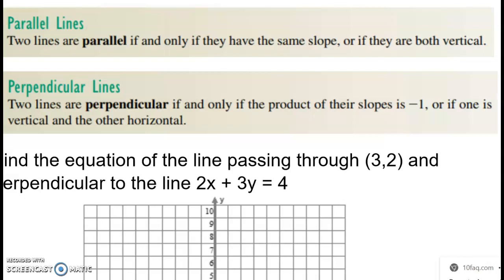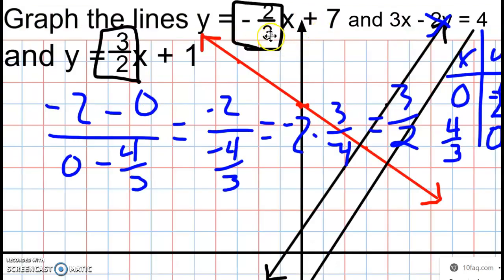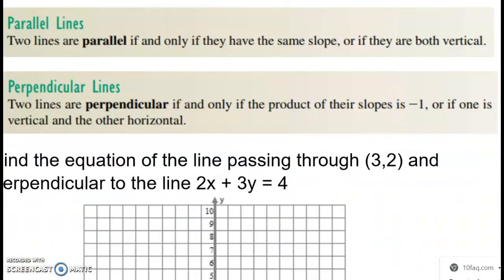So as we were finishing in lesson 1-1 part 2, we talked about parallel and perpendicular lines. You saw them on the graphs that we did. Parallel lines have the same slope. Can't see the slope with 3x minus 2y equals 4, but once we graphed it, we saw the slope was 3 over 2. Here the slope with this black line was 3 over 2 as well. Parallel lines have the same slope. Perpendicular lines have opposite reciprocal slopes, which means that their product would be -1.